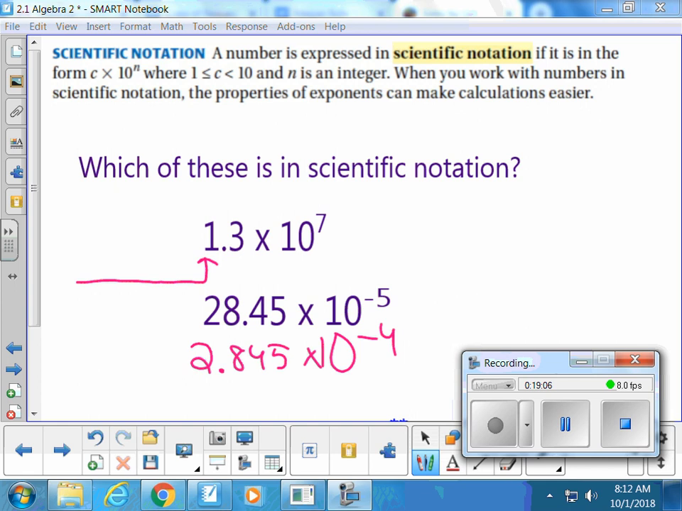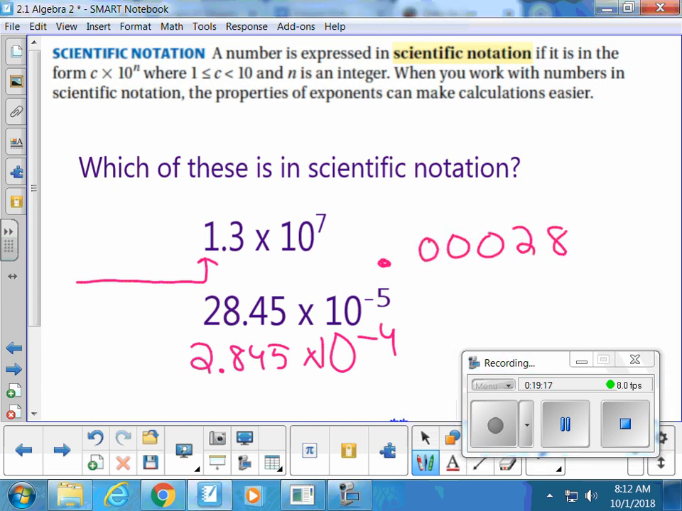Now you're probably wondering, what is she looking at on that calculator screen? What I did is I typed in 28.45 times 10 to the negative 5th, and here's what I saw on my calculator screen. 0.0002845. And I just pictured moving that decimal point from where it's at now over to here, and I counted how many movements that would be. 1, 2, 3, 4. 4 movements. So it's 2.845 times 10 to the negative 4.